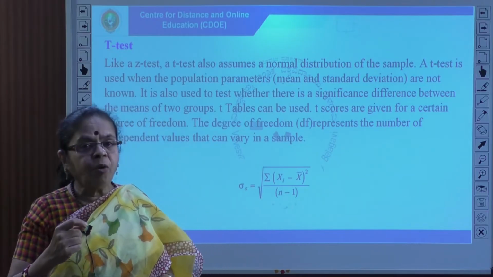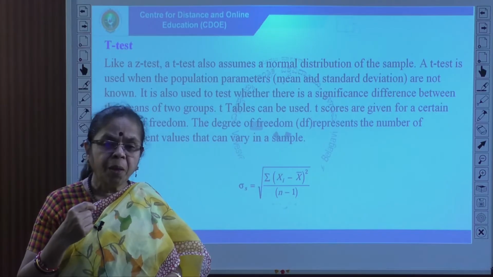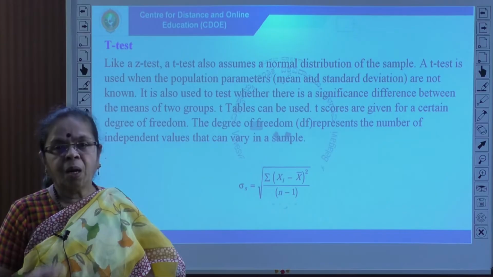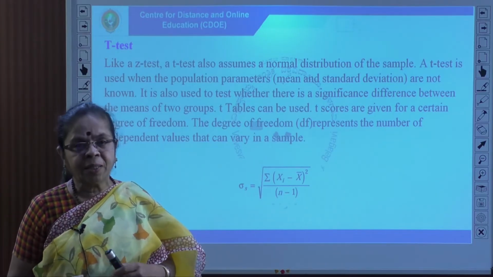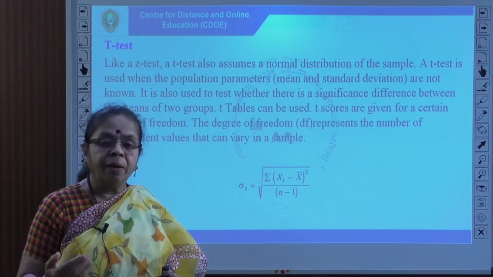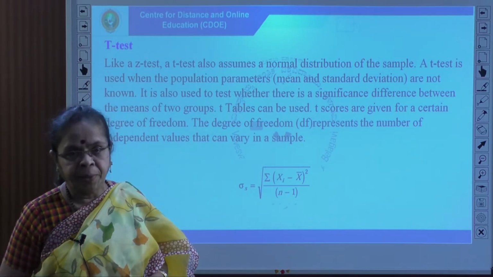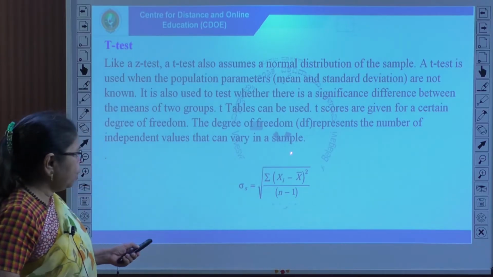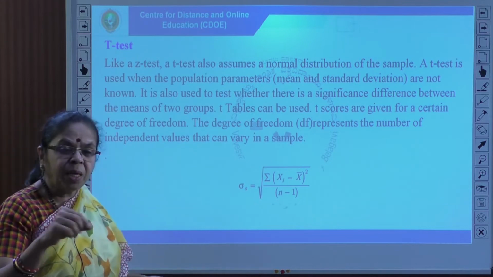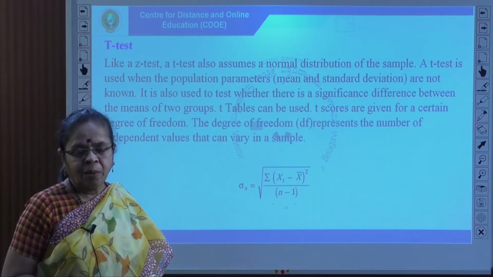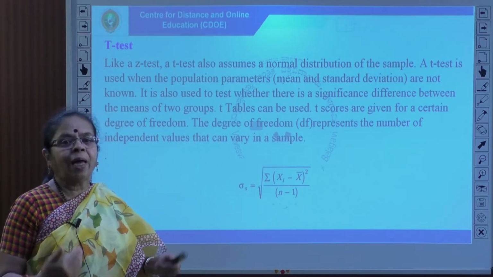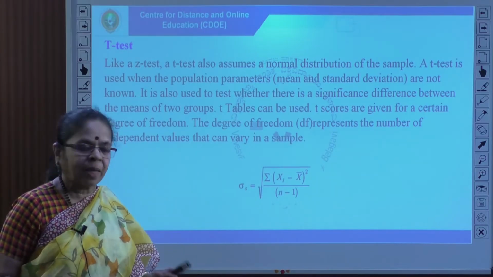The degree of freedom is the number of independent values that can vary in a sample. Here, since we do not know the standard deviation, we need to calculate it. So, this is the formula to calculate the standard deviation. I have put an S here, S means the sample. So, you have the readings you have taken from the sample, and from those readings you calculate the standard deviation of the sample.